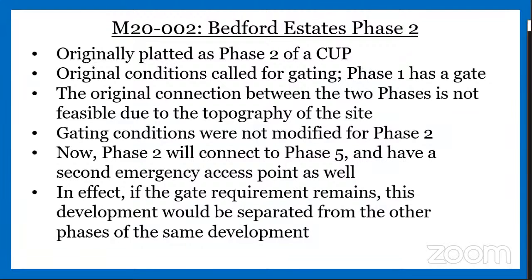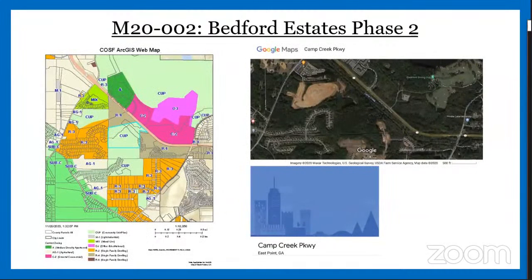This will be the zoning map and the aerial map. We can see where it's located. The highlighted blue property in the center of the map is the property in question. And you can see the aerial map on the right. Camp Creek Parkway runs right to the right of the site. We can go to the next slide, please.